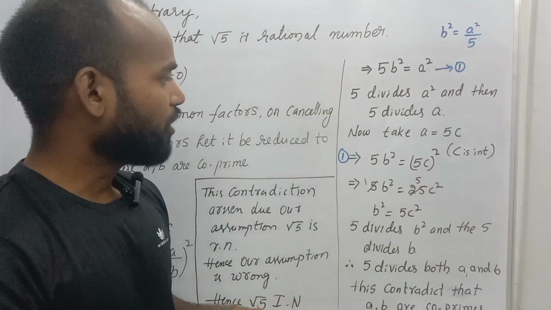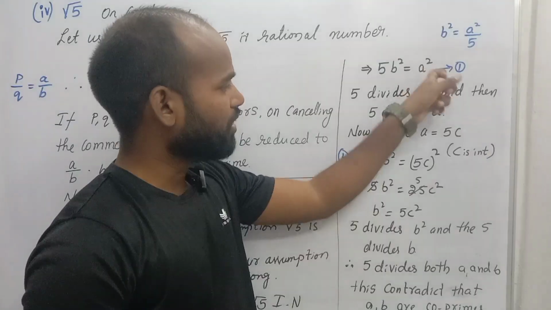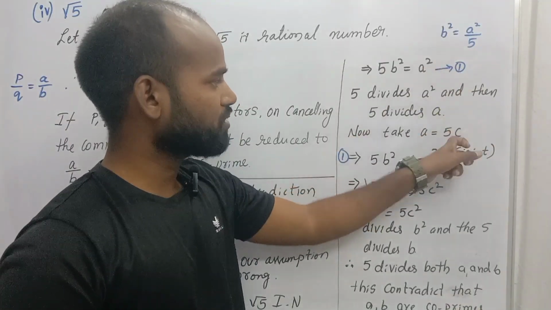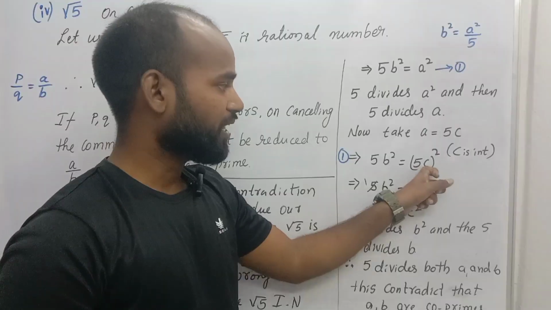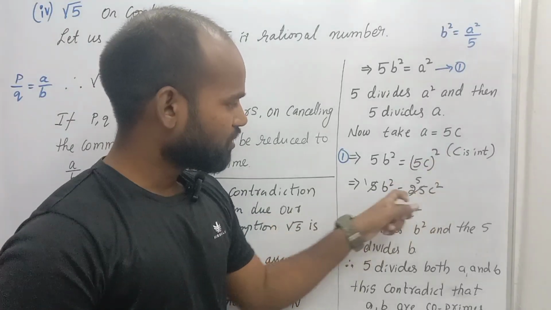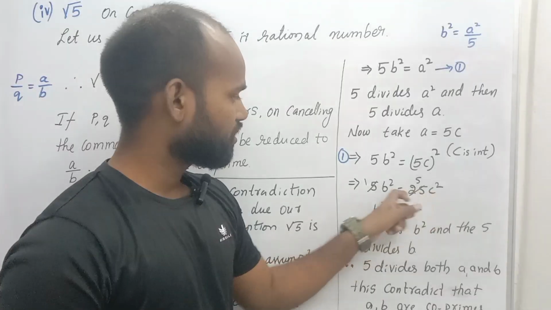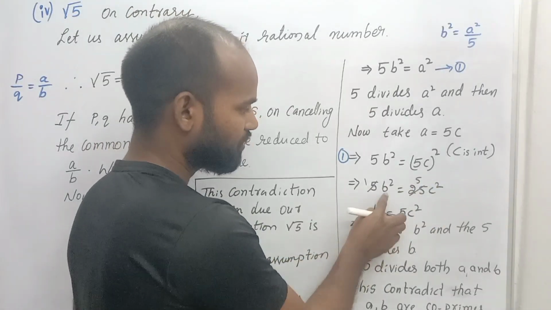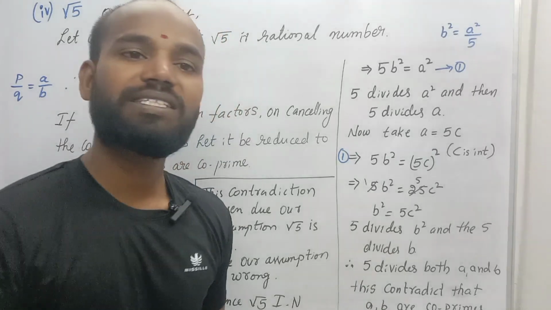5b square is equal to a square. The value of a is 5c, so a square is 5c whole square. That is nothing but 5 square, which is 25, and 5 times 1 is 5, 5 times 5 is 25. So finally, after simplifying, we will get b square equals 5c square.